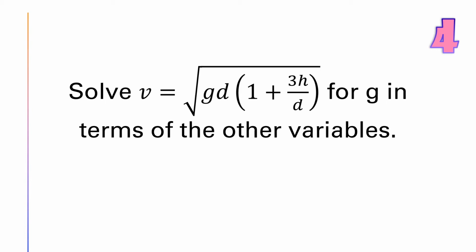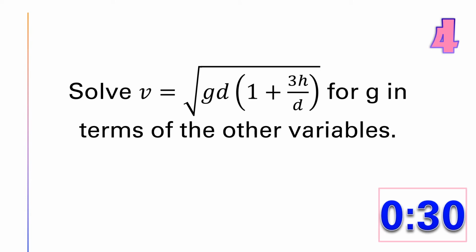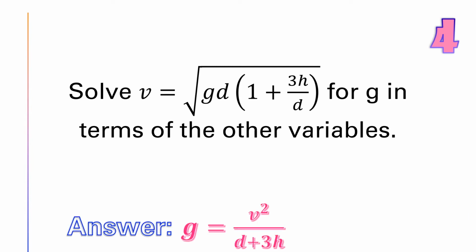Again, solve V is equal to the square root of GD times the quantity 1 plus 3H over D for G in terms of the other variables. Go! Time is up. The answer is G equals V squared all over D plus 3H.